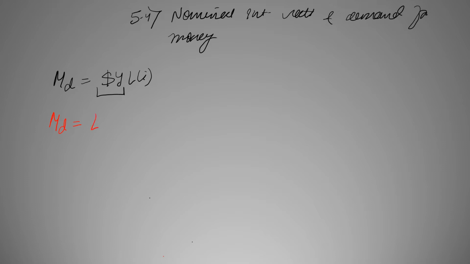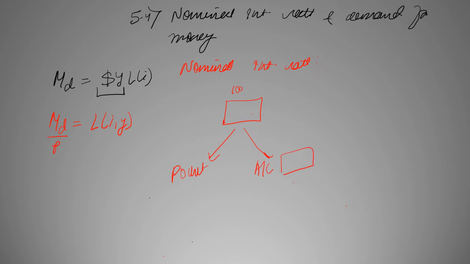So MD is equal to P L(i, Y). Okay. Now let's talk about nominal interest rate. If you hold money, for example, say you have this 100 rupees note, there are two options. You can keep it in your pocket, or in an account which is offering say 1%. You think it's not going to be liquid enough for me and I'm barely going to earn 1 rupee. If I keep it, I'm going to have 100. If I deposit it, I'm going to have 101 rupees.